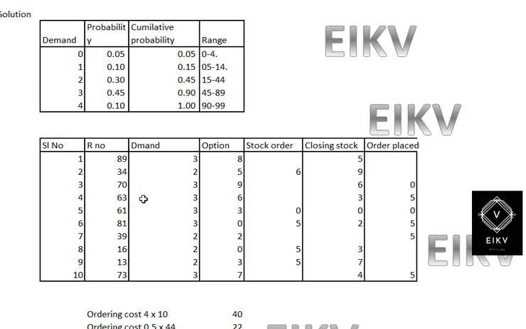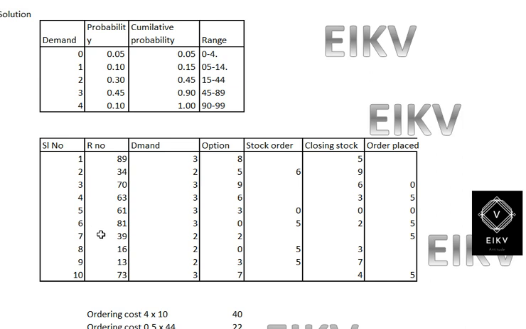After that, on the fourth day, the random number is 63. 63 is in the range 45 to 89, so 3 is the demand. Therefore, 3 has been used. 6 minus 3, the closing balance will be 3. Then an order of 5 has been placed. Therefore, the remaining is 2.